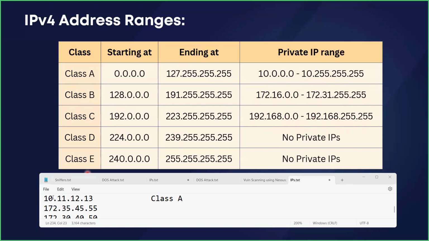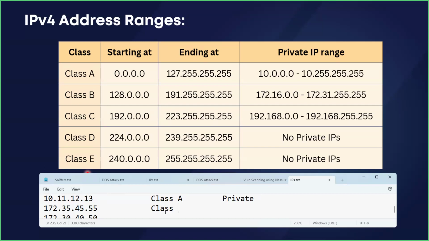Okay. So here we have the first octet as 10 and the remaining octets as numbers from 0 to 255. So therefore, this is a private IP. So whoever mentioned public, I hope it's clear that this is a private IP, guys. Okay. Moving on, next one, 172.35.45.55. Which class? And public or private?